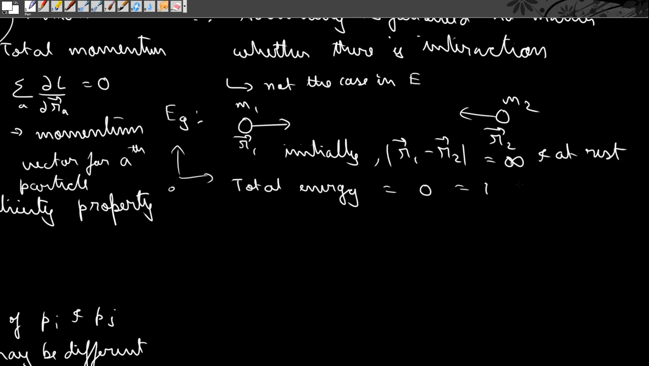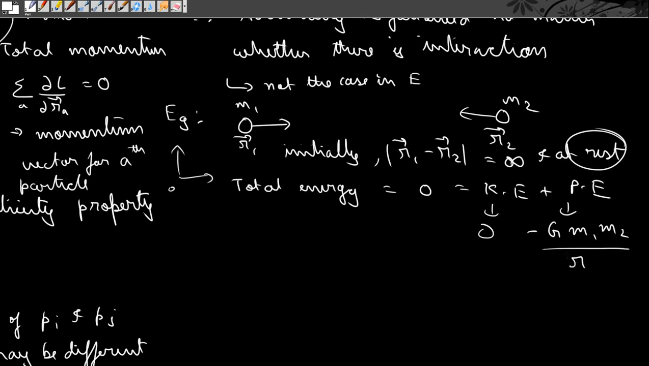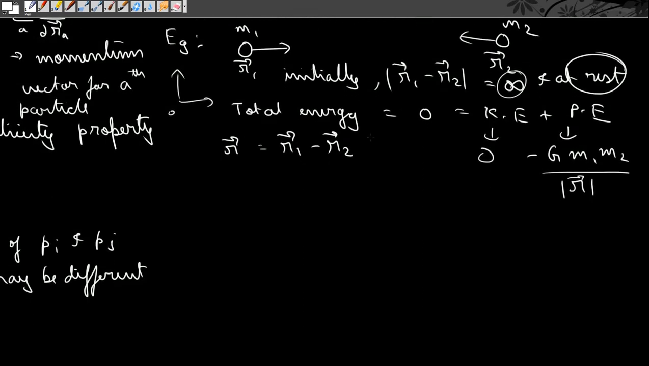Which is kinetic energy plus potential energy. Kinetic energy is however 0 because it is at rest, but potential energy we define as minus G m1 m2 by modulus R, where R is R1 minus R2. So when R is infinity, potential energy is also 0, so the initial total energy is 0.